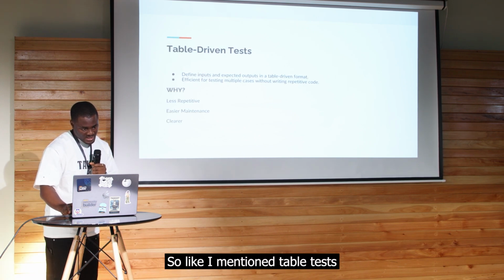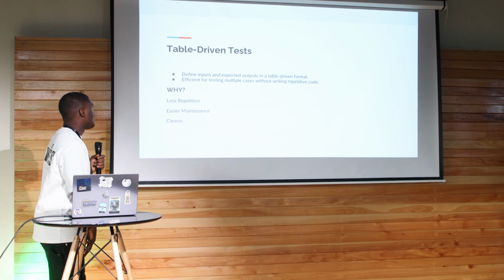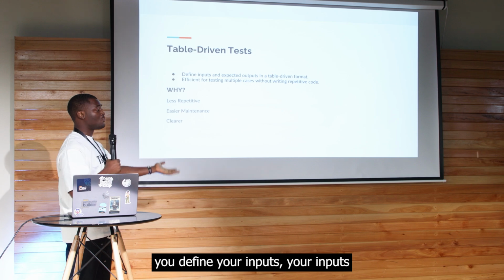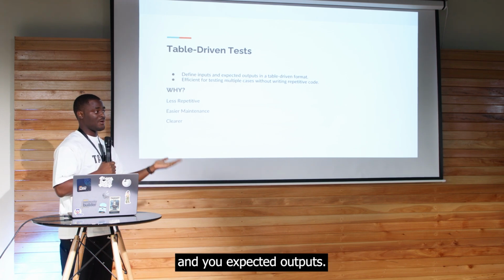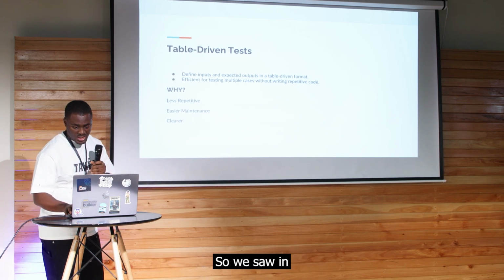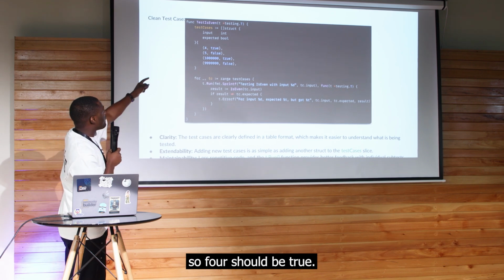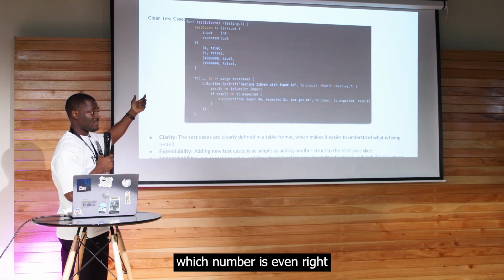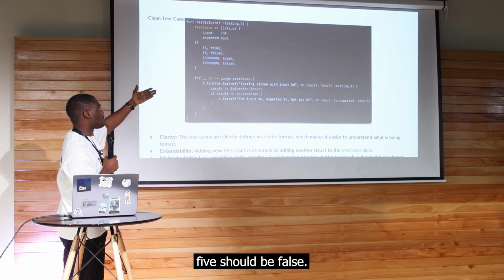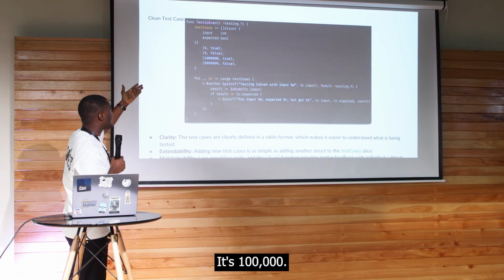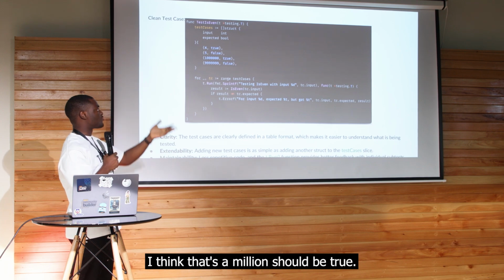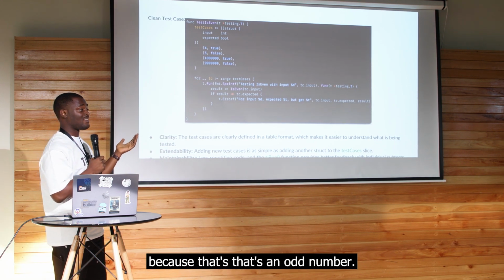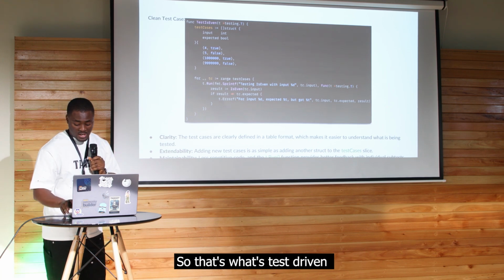So, like I mentioned, table tests, table-driven tests. We saw where you define your inputs and your expected outputs. You know we're testing for which number is even, right? So 4 should be true, 5 should be false. 100,000, I think that's a million, should be true. 999,000 should be false because that's an odd number.